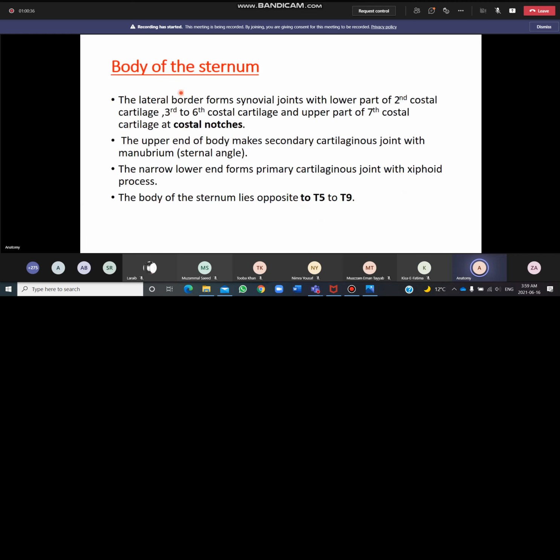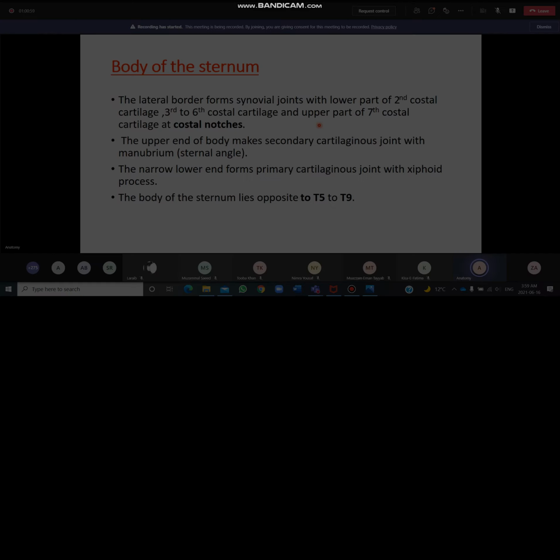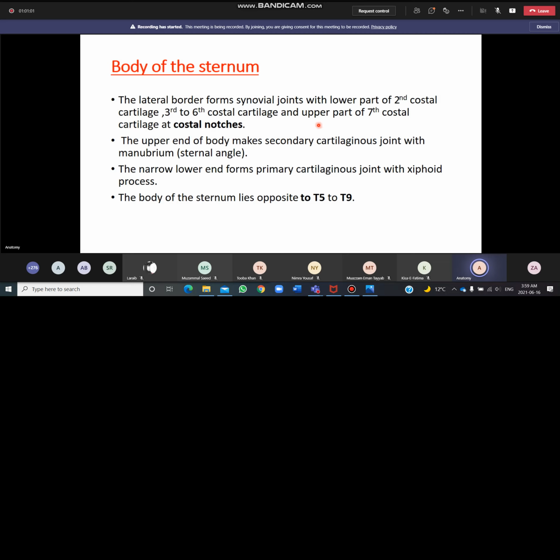Its lateral border forms a synovial joint with the second costal cartilage, where it has a demifacet, and with the third to sixth costal cartilages as well. And this is the type of synovial joint. The joint with the first costal cartilage was a primary cartilaginous joint, and the rest of the costal cartilages attached here form synovial joints. And the seventh costal cartilage has a demifacet present.